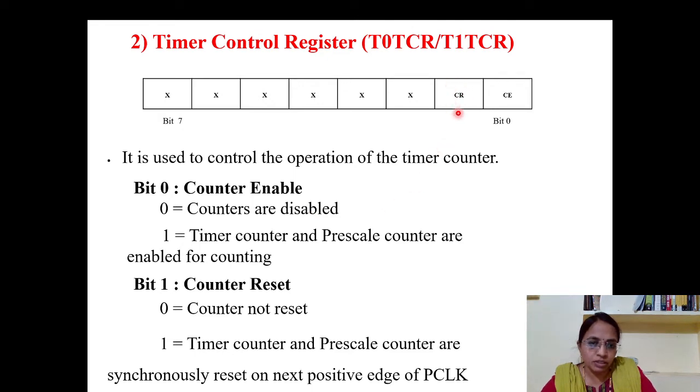The next one is the counter reset. When it is equal to 0, the counter is not reset, and when this bit is set equal to 1, the timer counter and the prescale counter are reset upon the next positive edge of the peripheral clock. So this timer control register is used for controlling the operation of the timer or counter.